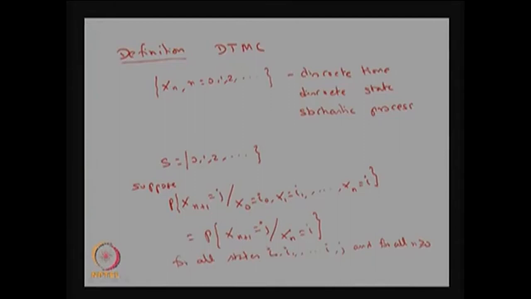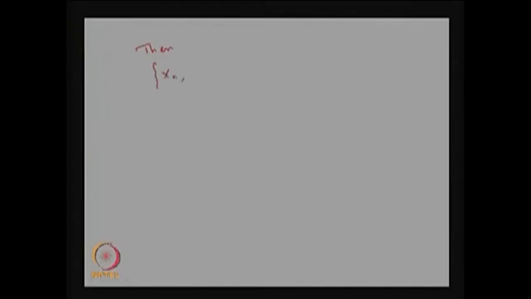If this property is satisfied for all states i_0, i_1, i, j, as well as for all n greater than or equal to 0, then this discrete time, discrete state stochastic process is known as a discrete time Markov chain. This is the Markov property, satisfied by all the states and all the random variables. Any stochastic process satisfying it is called a Markov process. Since the time space and the parameter space are discrete, it is called a discrete time Markov chain. Then we say this stochastic process X_n, n = 0, 1, 2 and so on, is a discrete time Markov chain.